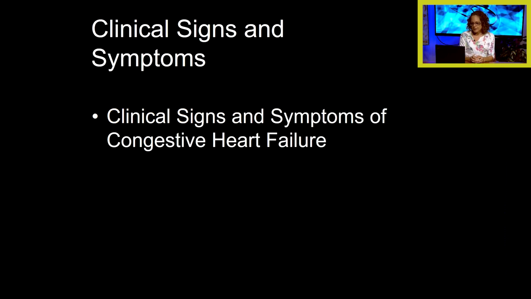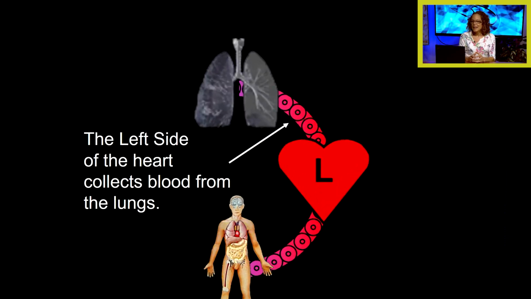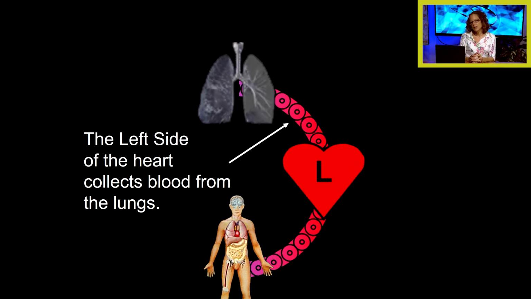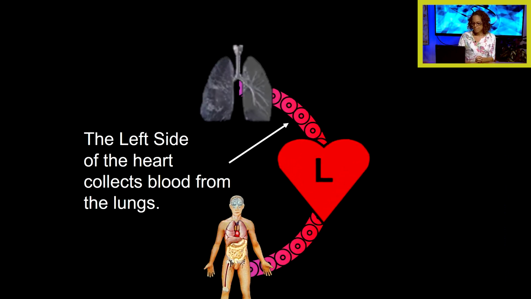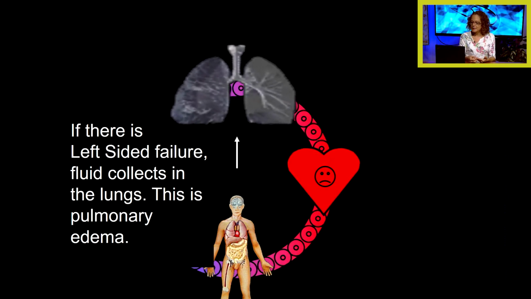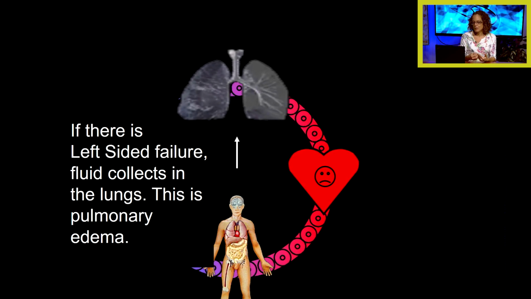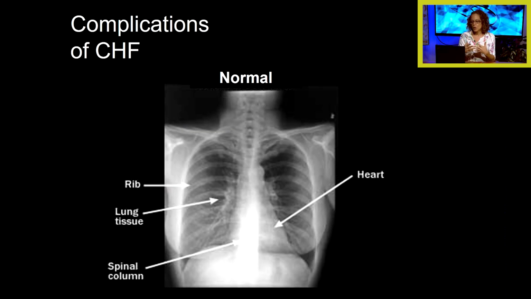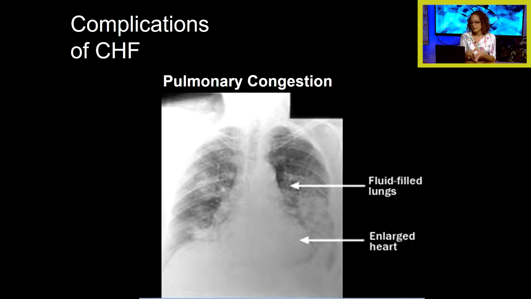So what are the clinical signs and symptoms of congestive heart failure? Well, remember, the left side of the heart collects blood from the lungs. And so if there's left-sided failure, fluid is going to collect in the lungs. And this is pulmonary edema. So here we have an example of a normal looking chest x-ray. And here we have an example of what a chest x-ray would look like when there is an enlarged heart and fluid in the lungs. Okay, so this is pulmonary congestion.